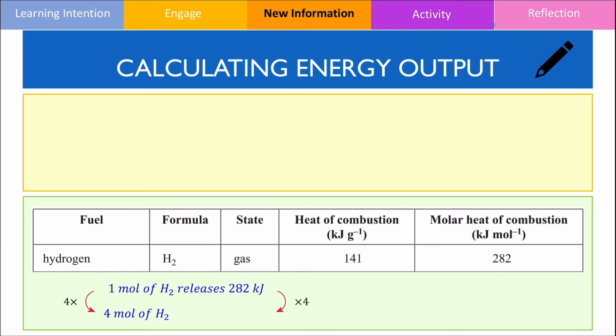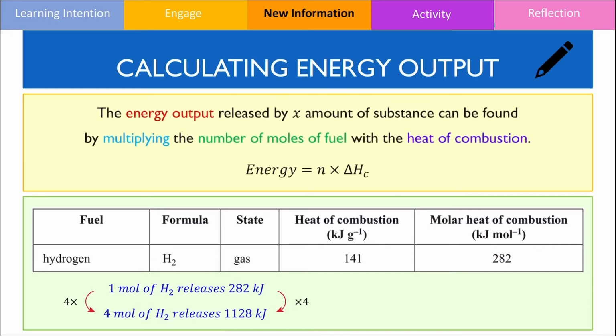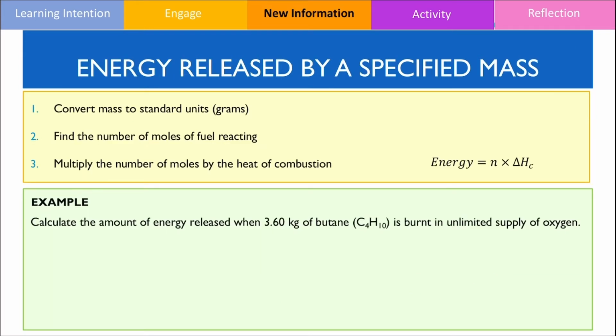Thus, the energy released by 4 moles of hydrogen gas should be 4 times the amount compared to 1 mole of hydrogen gas, giving us an answer of 1,128 kilojoules. An easier way for us to do this is by using the following formula. Energy released is equal to the number of moles multiplied by the heat of combustion. Similarly, if we did 4 multiplied by 282, this will give us the same answer of 1,128 kilojoules. Let's now look at a slightly more challenging example. Most questions typically ask you to find the energy content released from a specified mass of fuel.